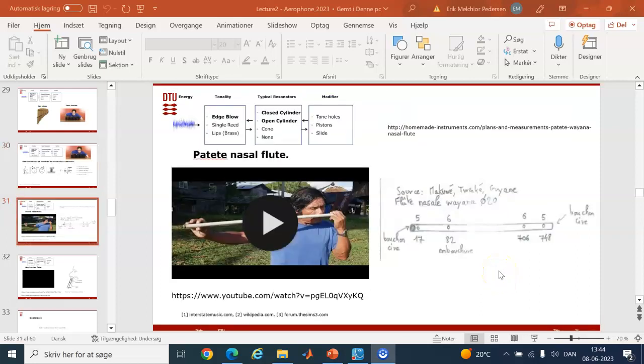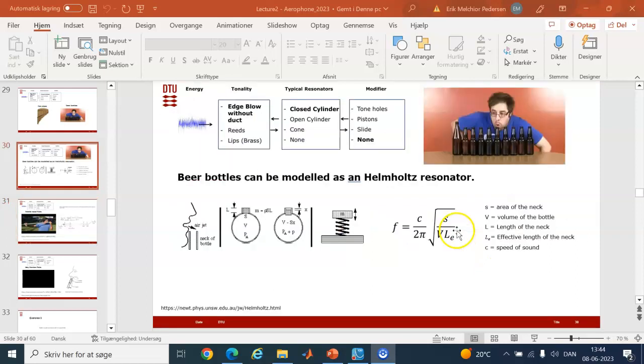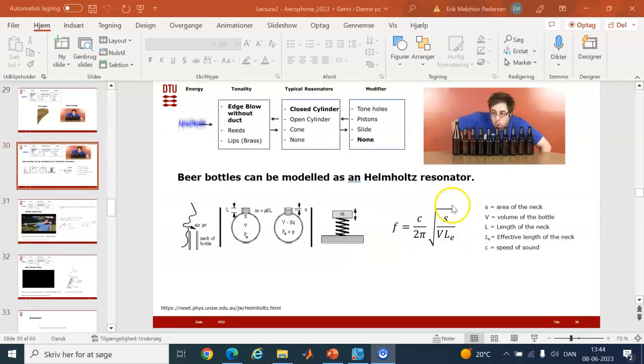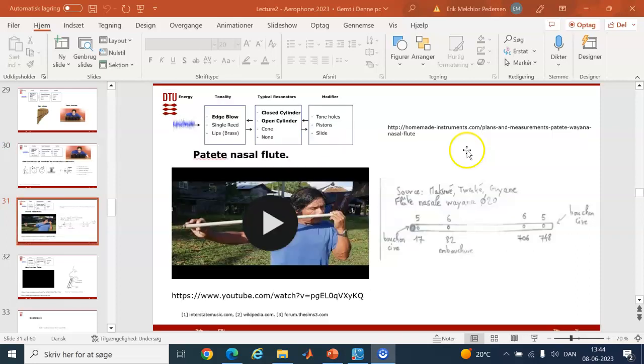Then below, open closed cylinder. Up here it was a closed cylinder with a bottle. Here it can be open or closed. Same principle as a flute, open closed, and you can blow in the nose flute. It is a little bit special, and I don't know what these numbers are standing for. Okay.